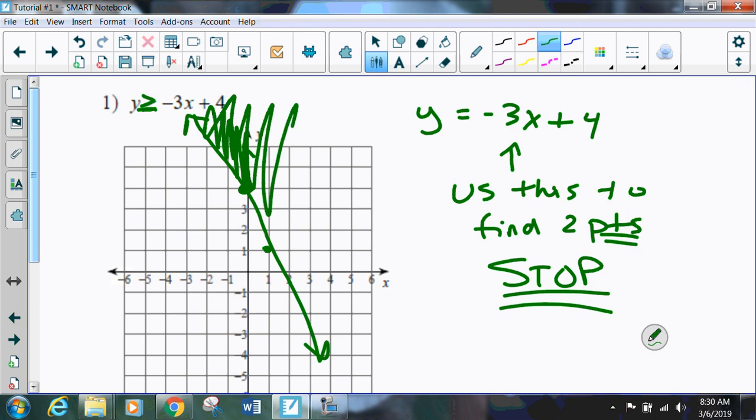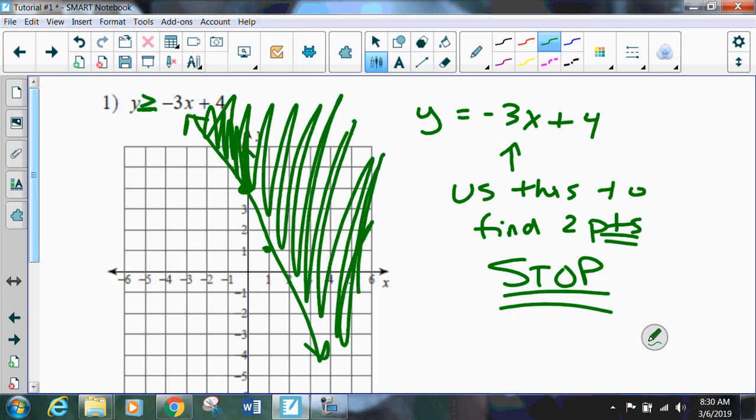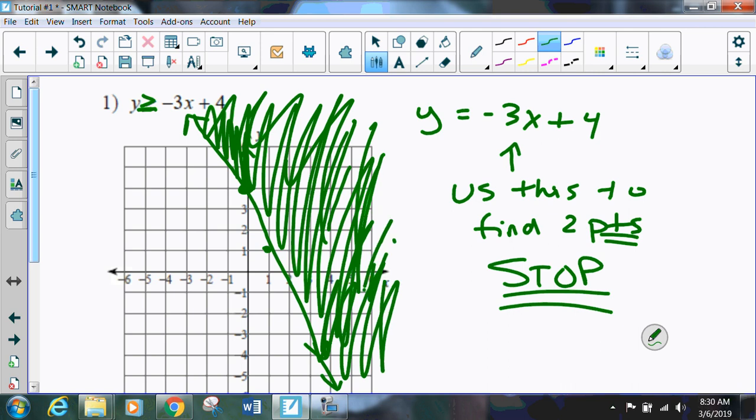So obviously we can't shade all above the line, right? But that really is what this inequality means: this line and everything greater. We could even extend our line and extend our shading to show that. So instead of graphing the line, we are now graphing a linear inequality.